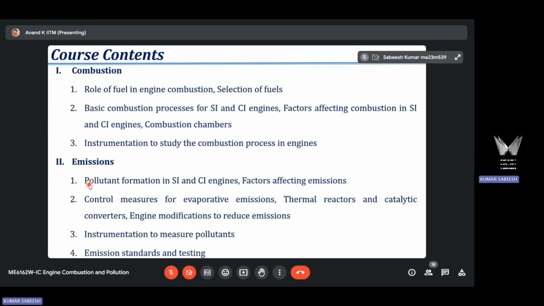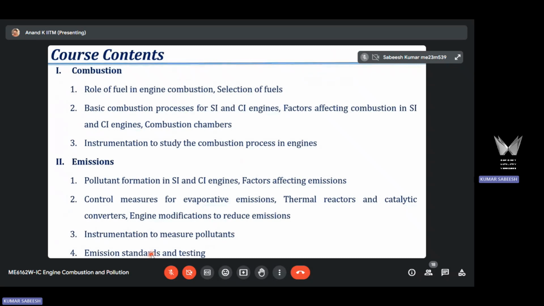We will start with what kind of products are emitted from the engine. Among the various species emitted from the engine, some of them are designated as pollutants because of the health effects they create. So we are going to discuss what those pollutants are, the mechanism by which these pollutants are formed, and then the various factors that influence pollutant formation in SI and CI engine. Once we identify the factors, we will devise suitable control measures to reduce the pollutants from SI and CI engine. We will also discuss instruments that are used to measure the concentration of pollutants emitted from the engine.